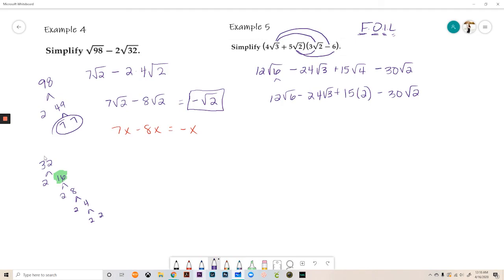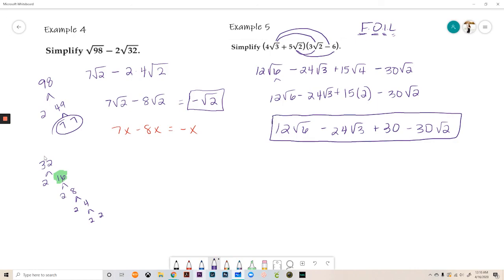So we're going to have to write this out kind of as a long expression here. So 12 square root 6 minus 24 square root 3 plus 30 minus 30 square root 2. If there was anything else that we could simplify here, we'd probably be able to combine things, but since none of these radicals are the same, your answer will be this long expression here. I know that it might look weird, but it is as simplified as we can get.